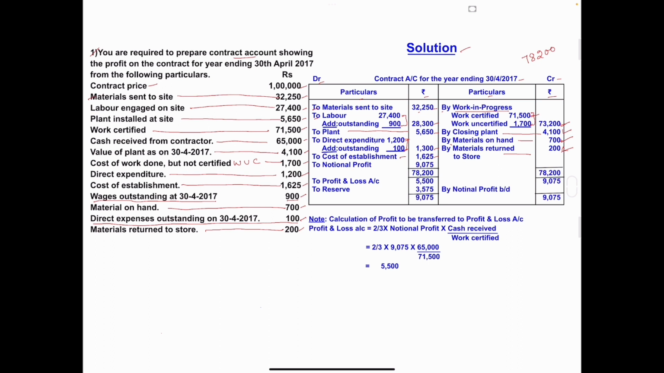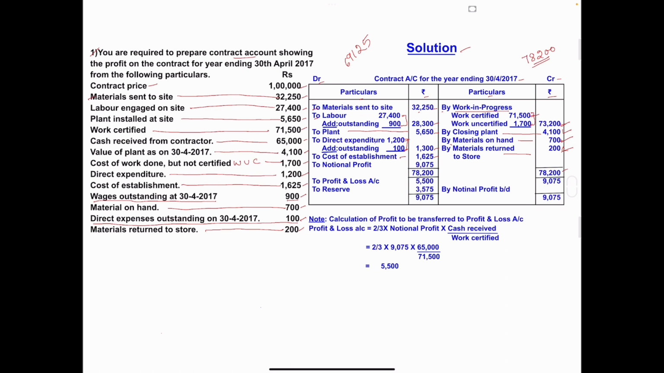32,250 plus 28,300 plus 5,650 plus 1,300 plus 1,625. Don't take this 9,075. Just take these five amounts, and the total of these five amounts is 69,125. So which side gets the more amount? Credit side. So we will take this balance 78,200. Write here total 78,200.